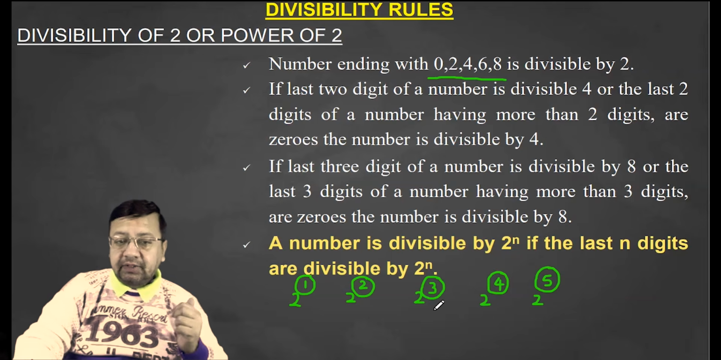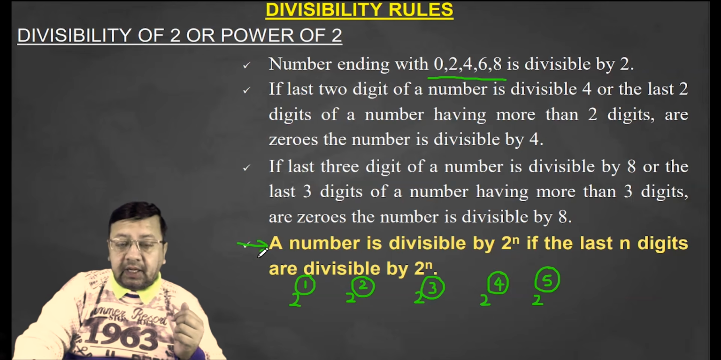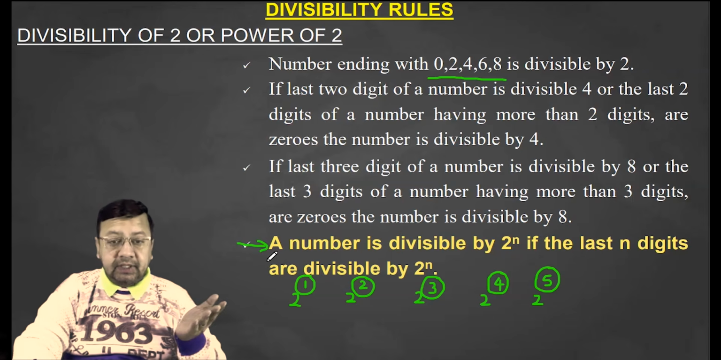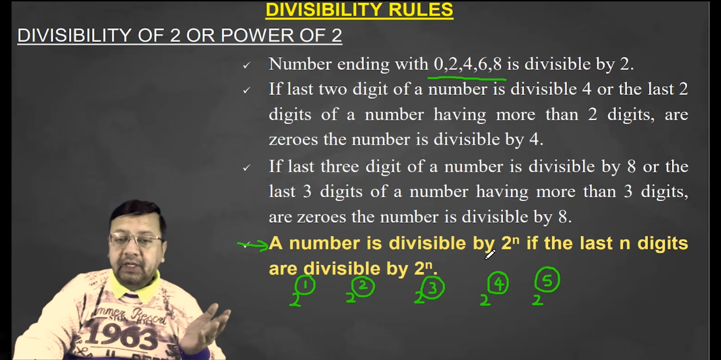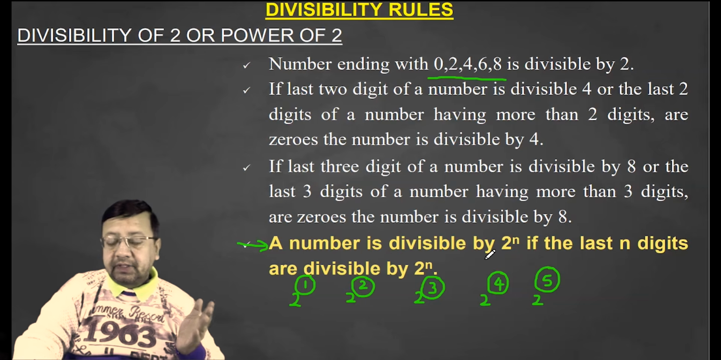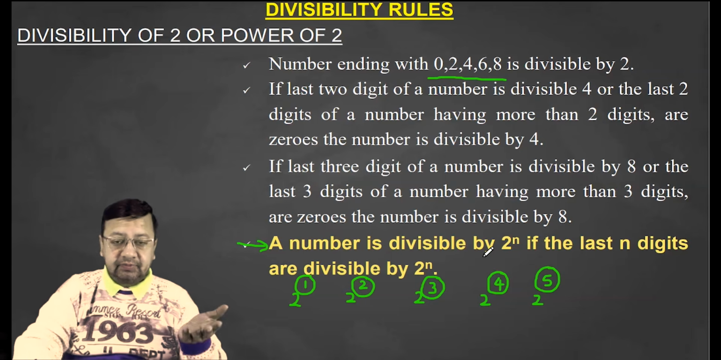Or not. So see this last statement here. If you're checking the divisibility for 2 raised to the power n, the last n digits should be divisible by 2 raised to the power n, right? So this is the rule for 2 or the powers of 2, right?